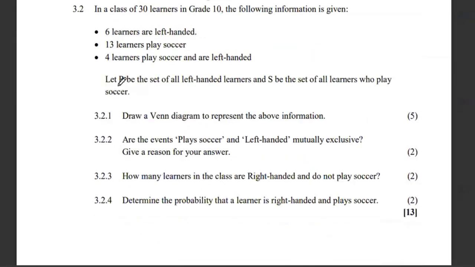Then 3.2, we have a class of 30 learners in grade 10. The following information was given. 6 are left-handed, 13 play soccer, and then 4 play soccer and are left-handed. Let R be the set of left-handed and S be the set of soccer players. Okay, so if I'm to draw my Venn diagram, because that's what the question is asking for.